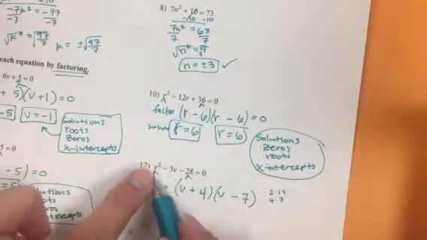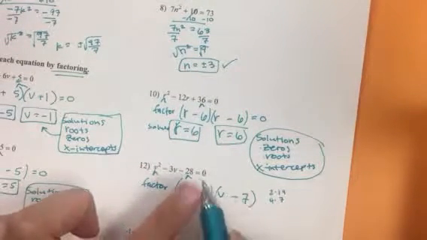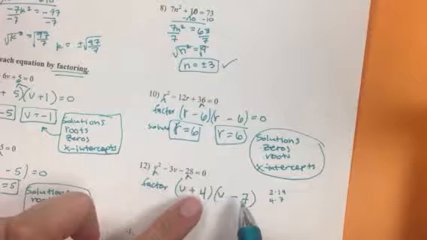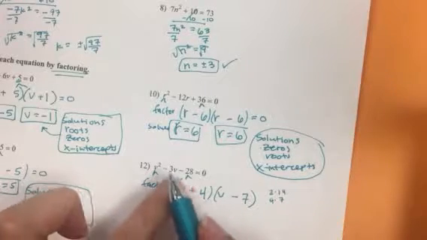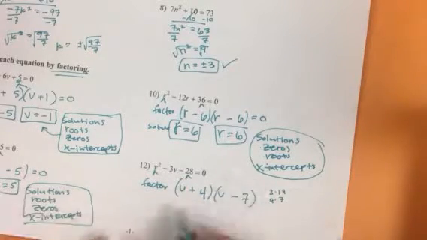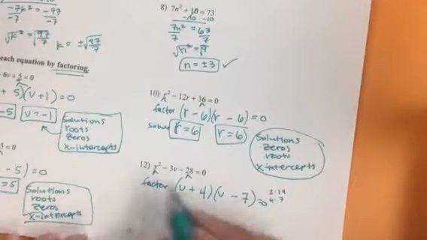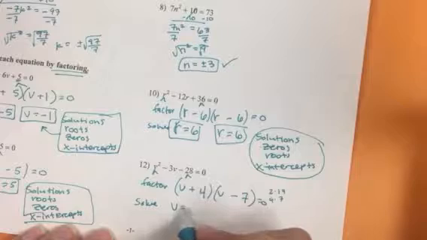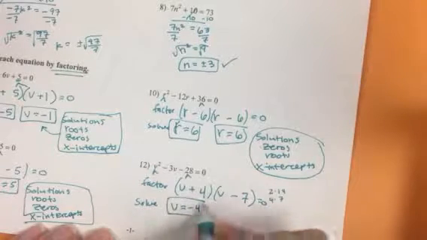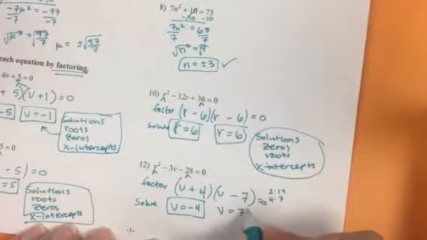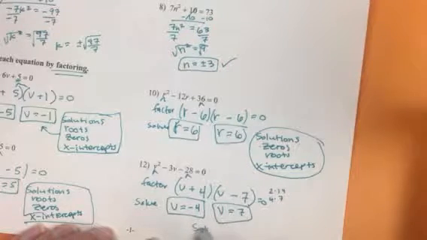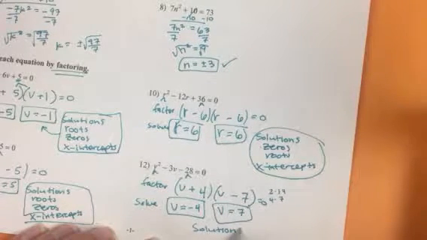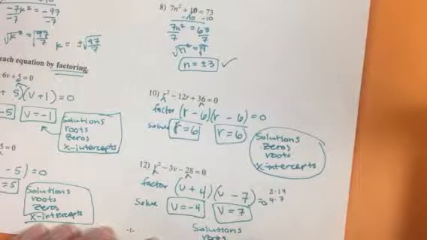v times v is v squared. 4 times 7 is negative 28. When I add them together, I get negative 3. That's true, so I factored them correctly. Solve. That means v equals negative 4 and v equals a positive 7 for my solutions, my roots, or my zeros, or x-intercepts.